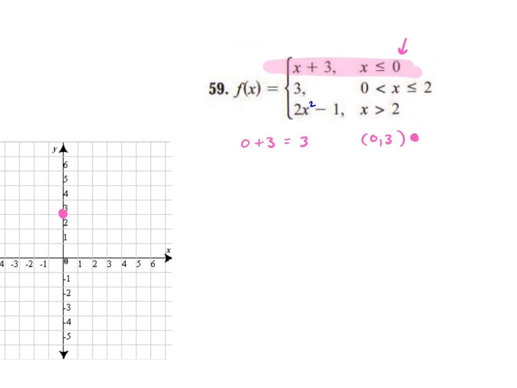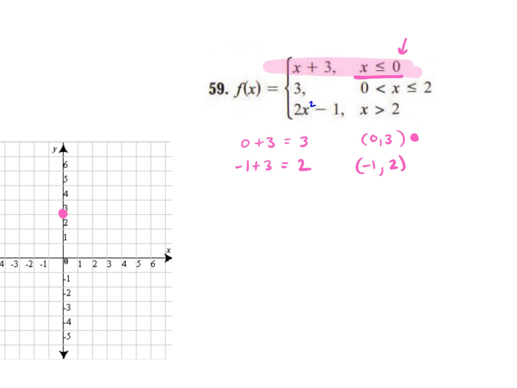Next point we need is for direction. I only have one point here. I don't know where my line's going, so I need some direction for it. So we have to plug in a number that satisfies this inequality. What's a number that is less than or equal to 0? Negative 1. That works. So negative 1 plus 3 would be 2. So we plugged in negative 1 and got 2.